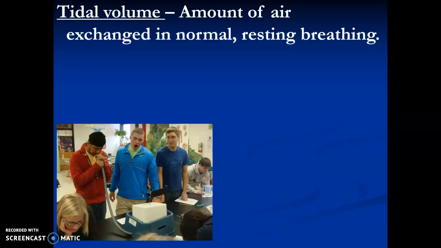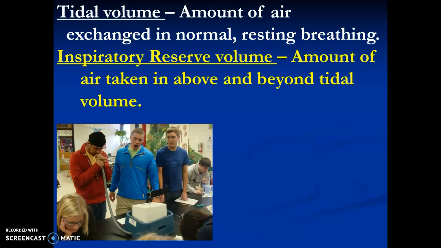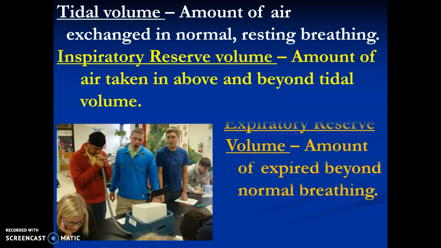Okay, a fun lab we get to do, but we don't get to do if we're not in class, is measuring the volumes. Tidal volume is the amount of air you breathe right now, just sitting there not doing a thing, just your diaphragm in, out. Tidal volume, like tides come in and out. So inspiratory reserve volume is you take a normal breath in, and then you take a huge breath in. All that air you can breathe in above and beyond your normal tidal volume is your inspiratory reserve. That's why it's called reserve.